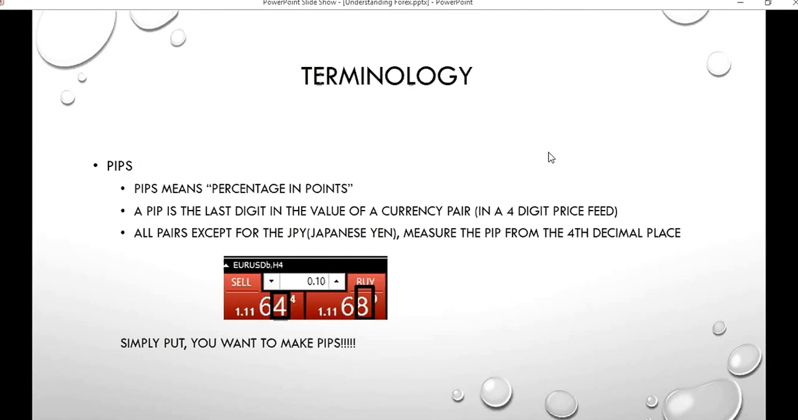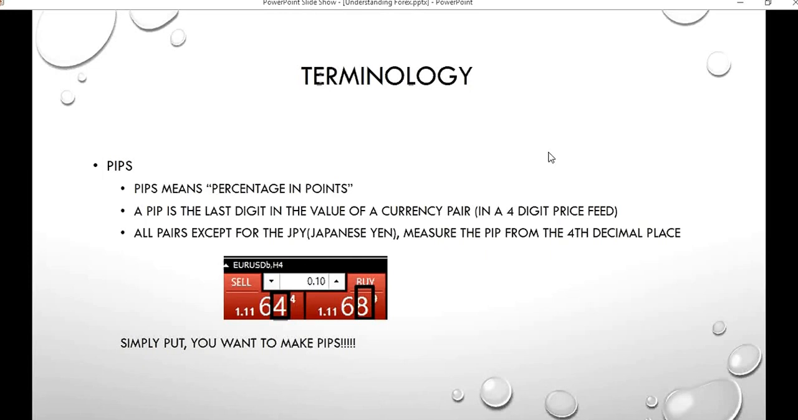So, pips. Same screenshots, with the 4 and the 8 annotated in the black block. Pips is an acronym meaning percentage in points, and the pip is basically the last digit in the value of the currency pair for all the four-digit price feeds. There are brokers that go 5 digits, like this broker over there, but the pip is still the fourth digit, and any number after that is just a point. All pairs except the Japanese yen, or JPY, are measured in pips from the fourth decimal.